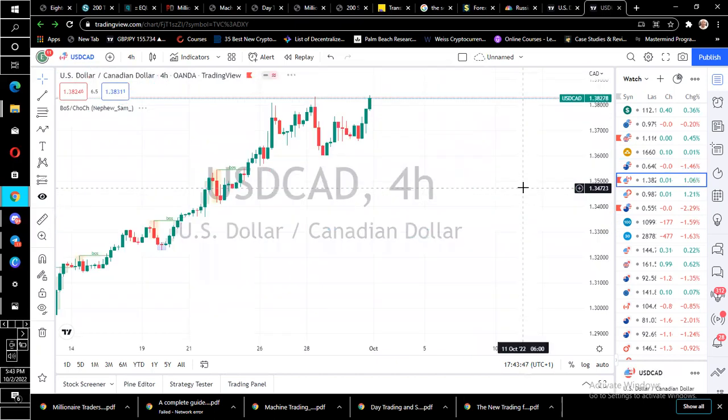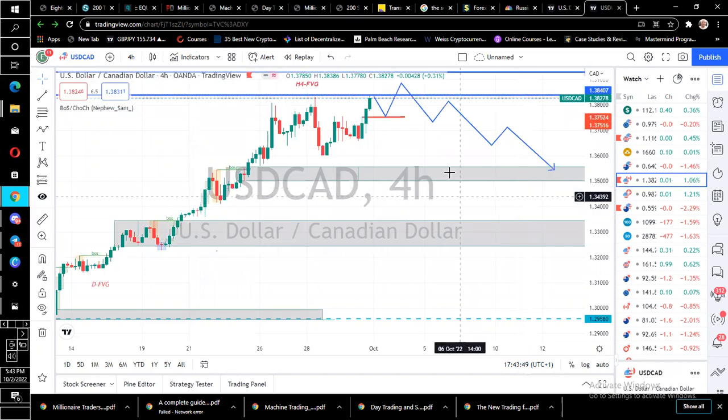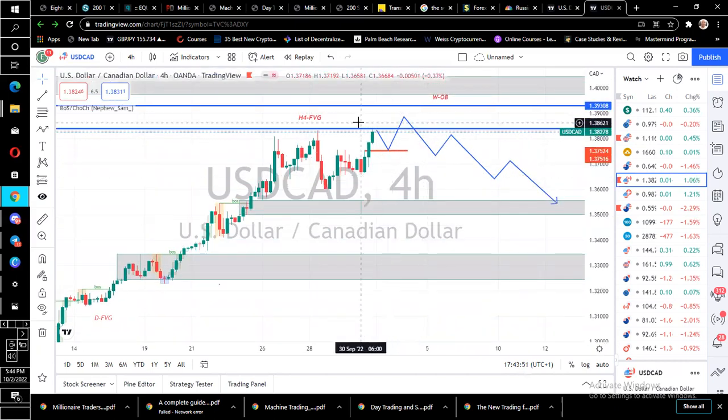Then I'm going to USDCAD. On USDCAD, I will be expecting the market to take away this buy stop liquidity that we have here. As you can see, that is a 4 hour fair value gap here. All right, so I would like to see them trade into this fair value gap, then push down. But before they trade into the fair value gap, I would like to see them trade into this FVG to trade up here.